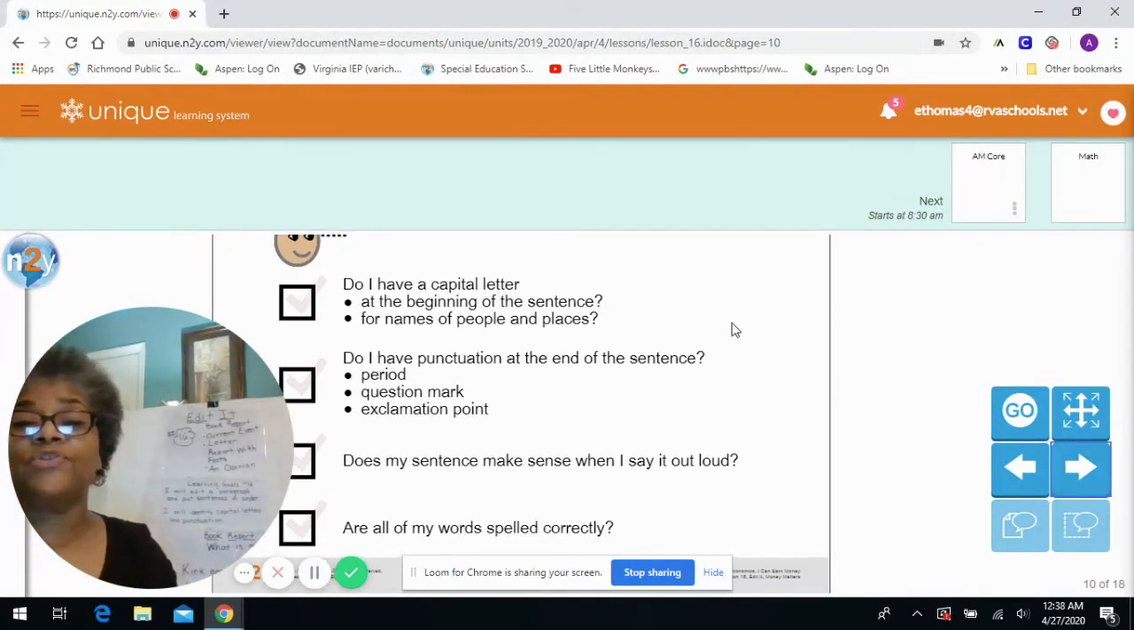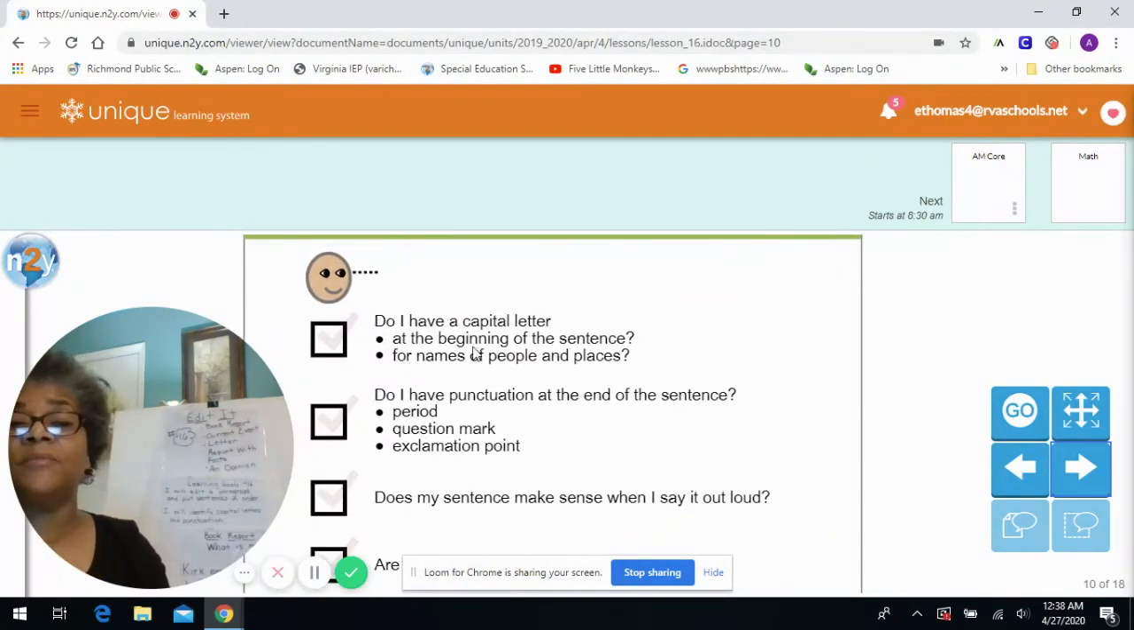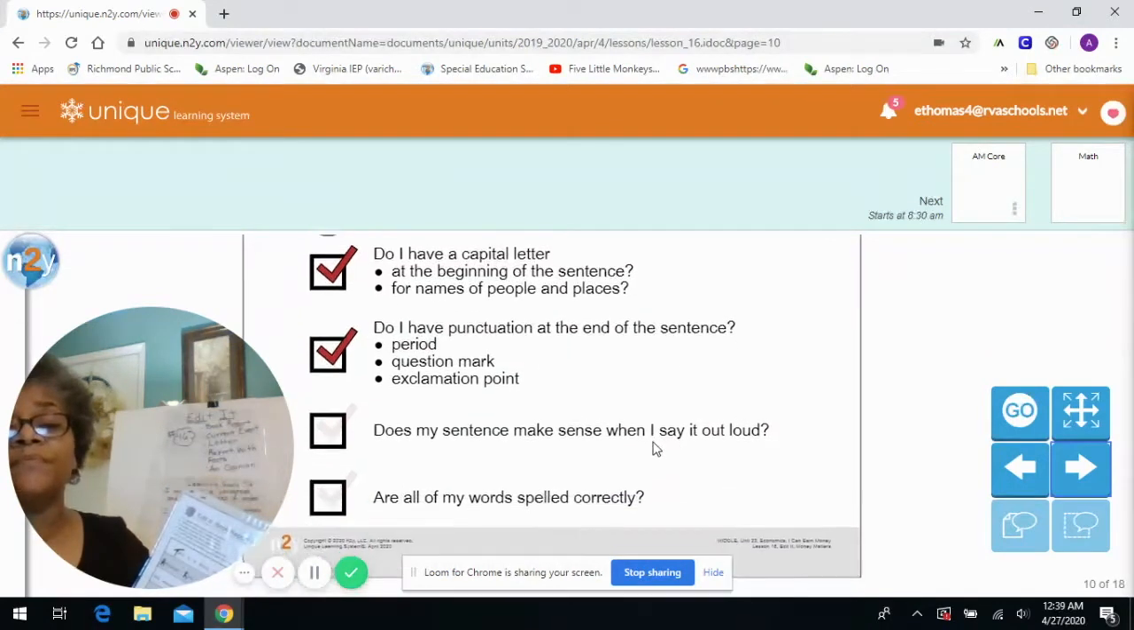Okay, so our first checklist for the book report, it says, do I have a capital letter at the beginning of a sentence? And for the name, so we checked on all of that. We have that. That's a check. Do I have a punctuation at the end of the sentence? Do I have the period, question mark, or exclamation point? We have that. So we'll check that.